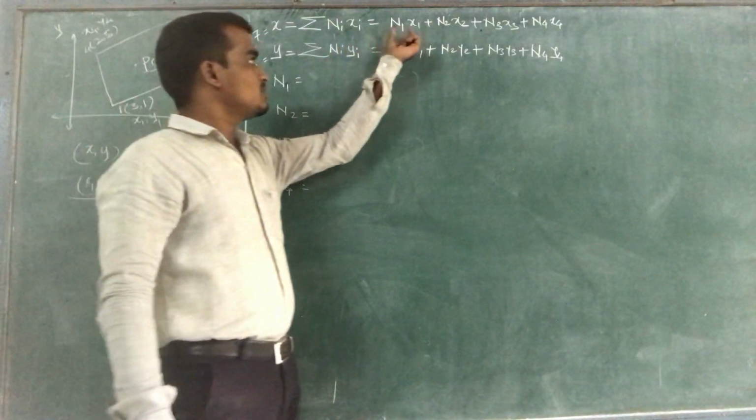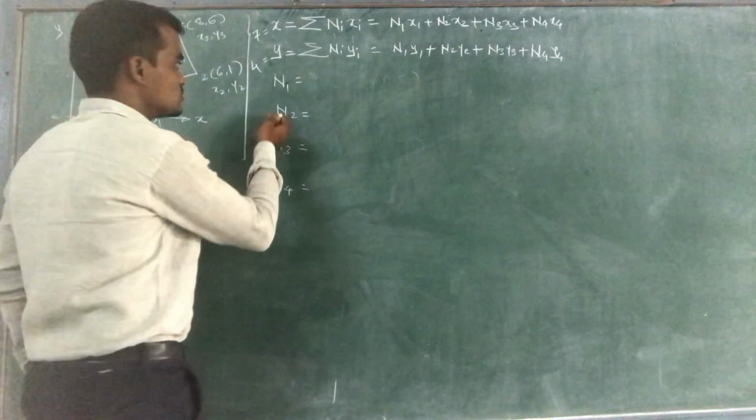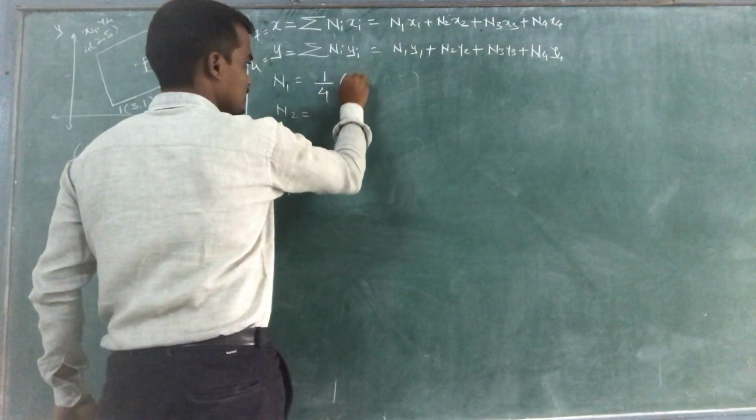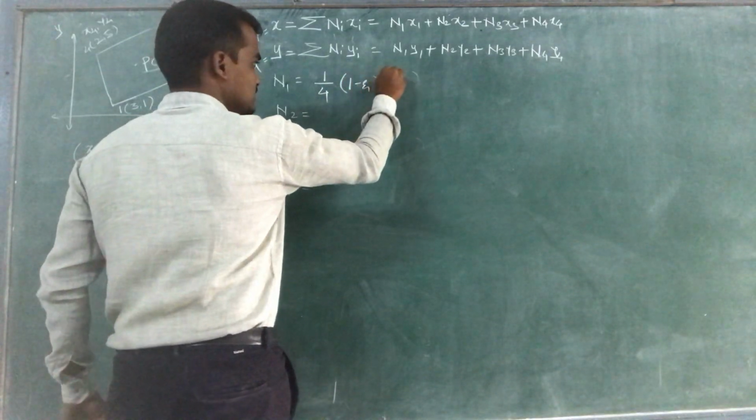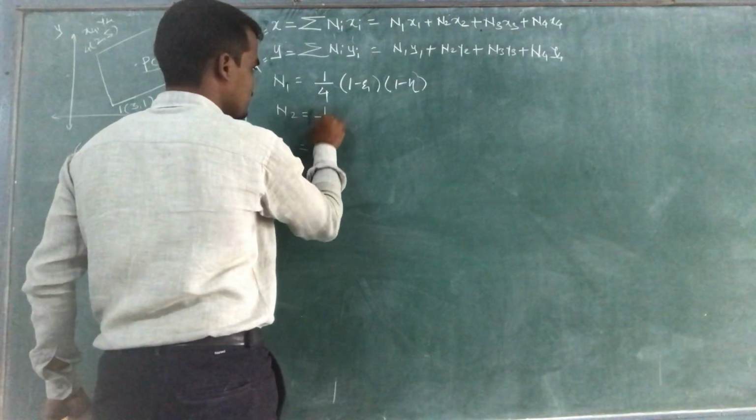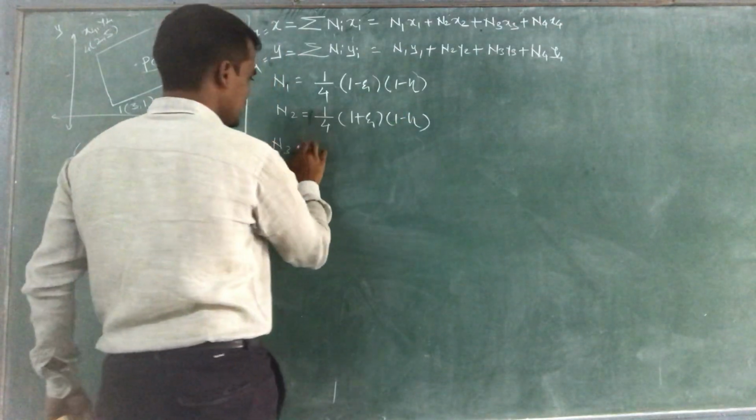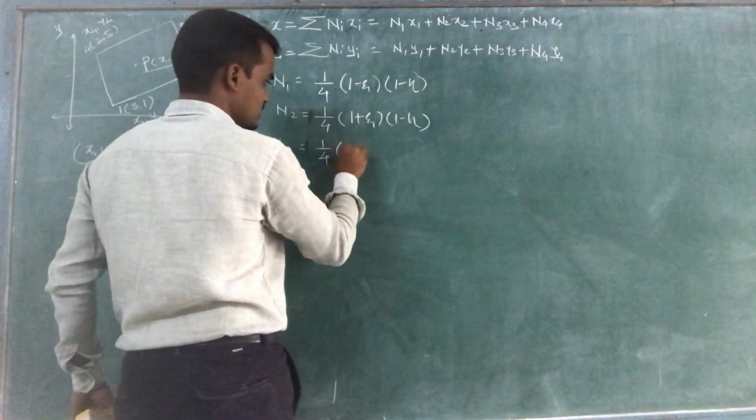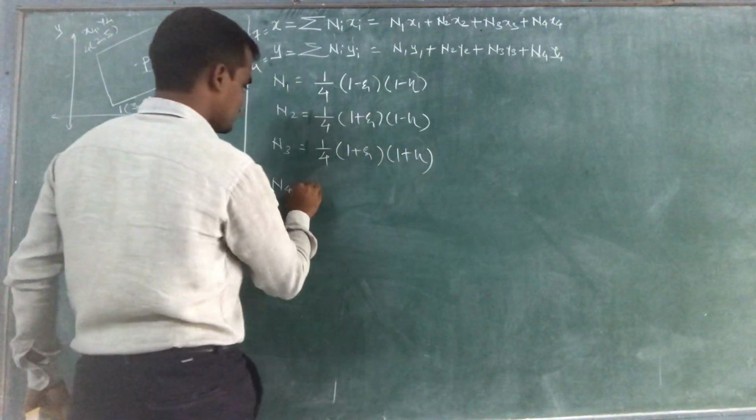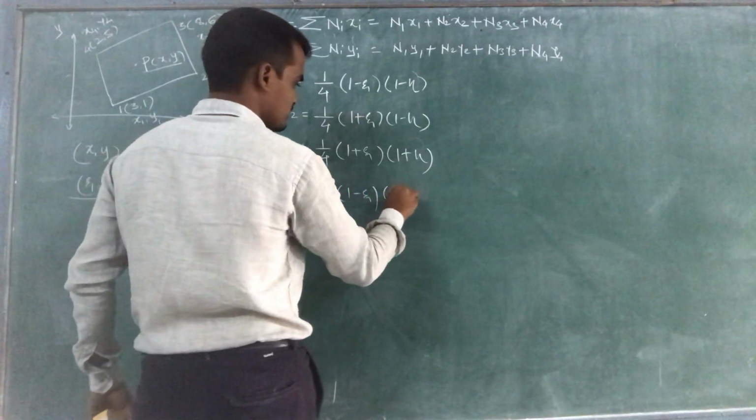As we know, N1, N2, N3, N4 will contain these zeta and eta values. N1 can be written as 1 by 4 (1 minus zeta)(1 minus eta), then N2 as 1 by 4 (1 plus zeta)(1 minus eta), N3 as 1 by 4 (1 plus zeta)(1 plus eta), and N4 as 1 by 4 (1 minus zeta)(1 plus eta).